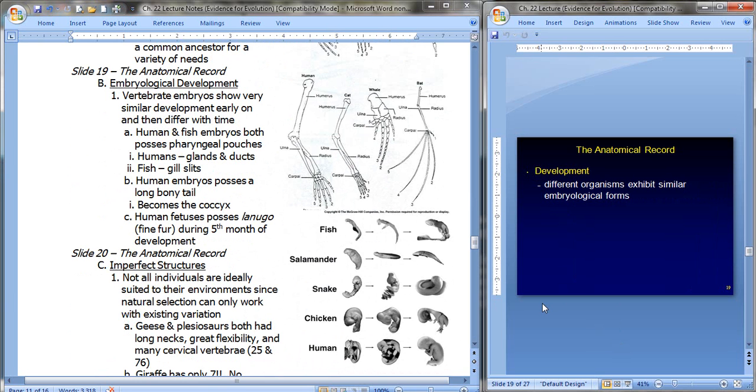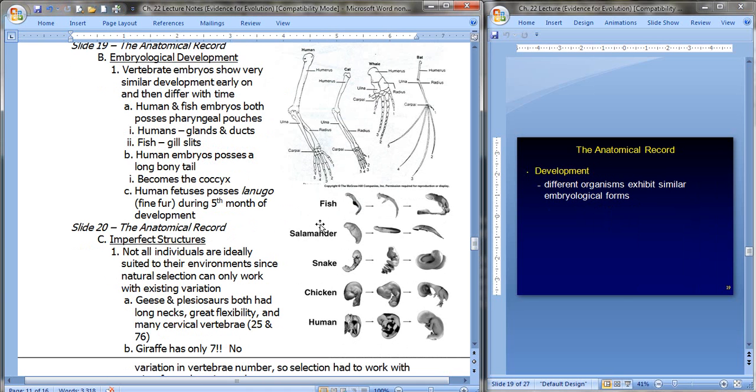Another example is through embryological development. When we consider vertebrate embryos, we see a very similar developmental pattern early on and then it differs with time. For example, in vertebrate embryos, there are many similarities during embryonic development that we don't see once the organism develops. For example, human and fish embryos both have pharyngeal pouches during development.